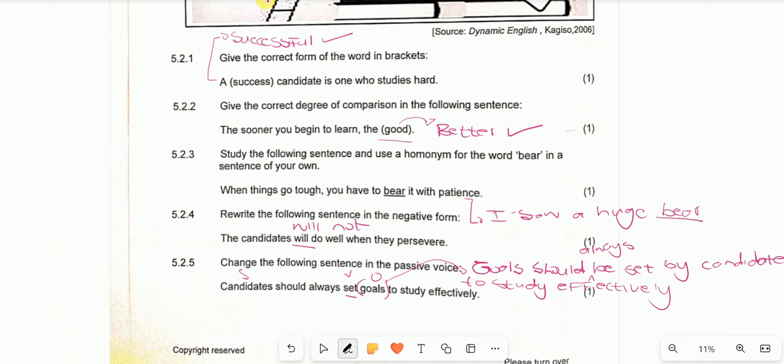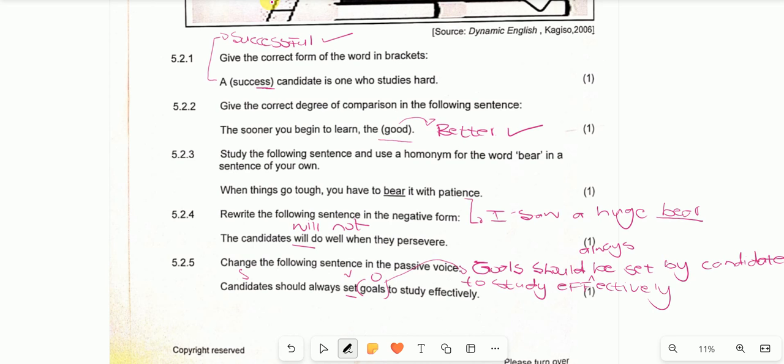And then in 5.2.1, a success candidate is one who studies hard. And I did mention that when you are asked to correct the form of the word in brackets, mostly what you need to do is just add a suffix to the word so that the sentence makes sense. So it's supposed to be: a successful candidate is one who studies hard.